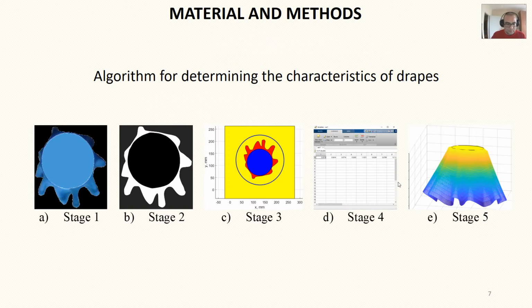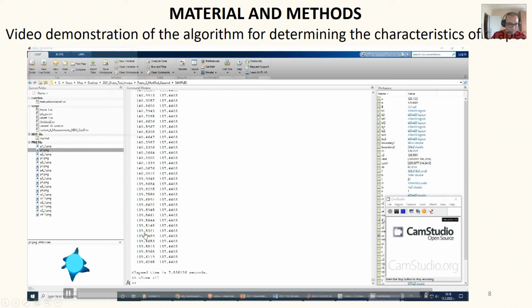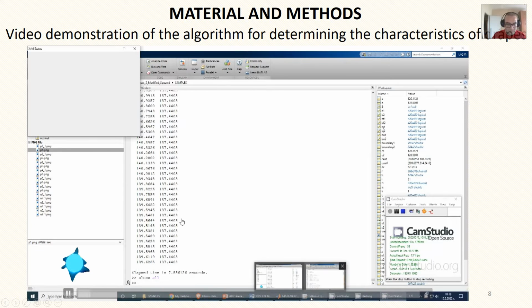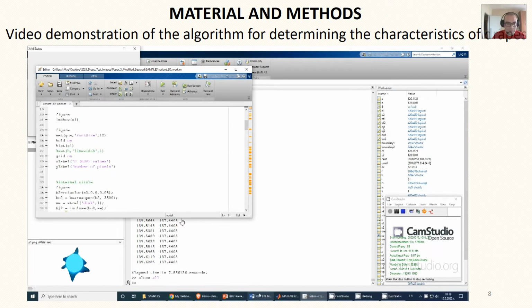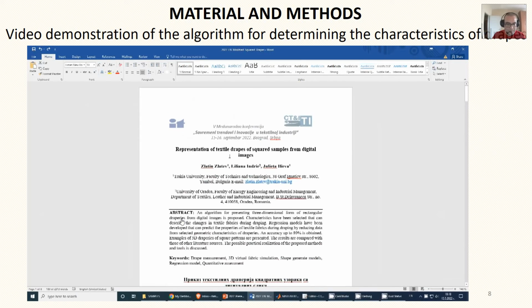Stage 4: calculation of the coefficient of the drapery according to the mathematical formulas presented above. And stage 5: calculation and visualization of the three-dimensional shape of the drapery. An example of the algorithm's work is presented by video record. The general view of this paper is presented.